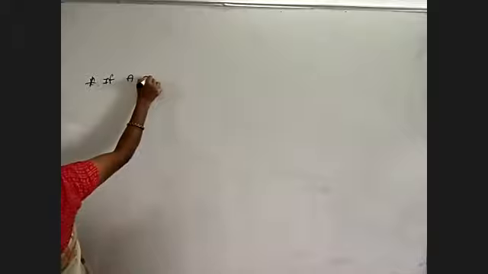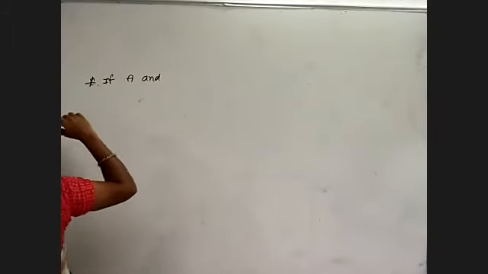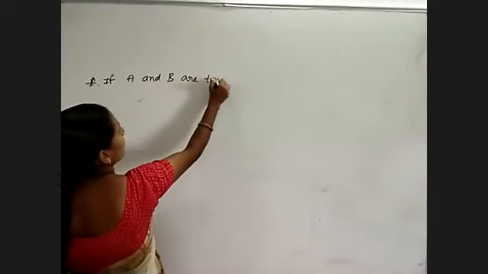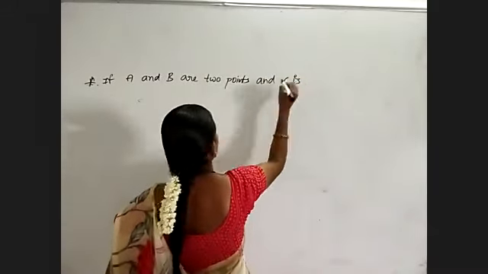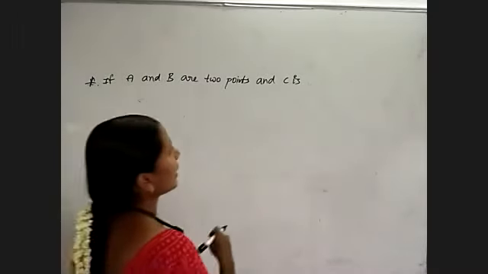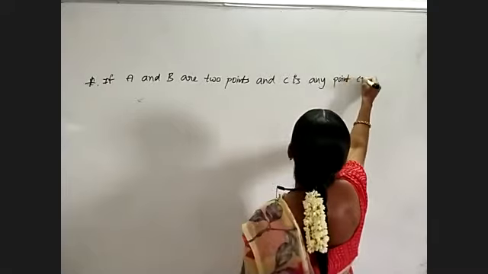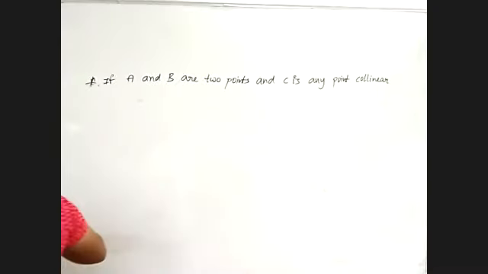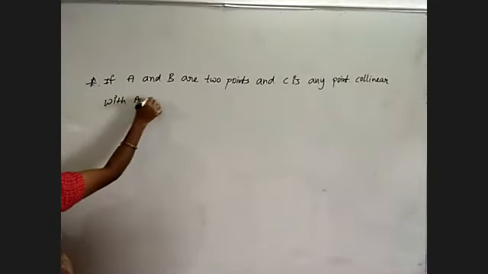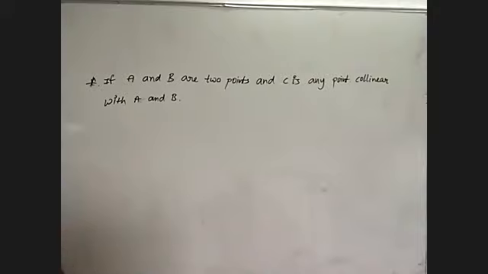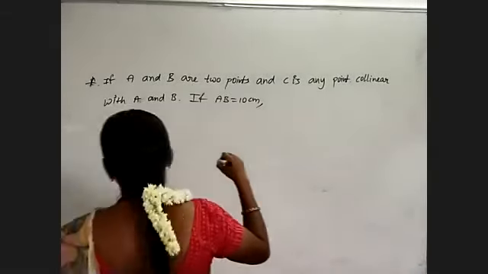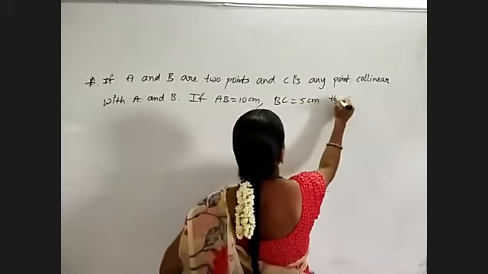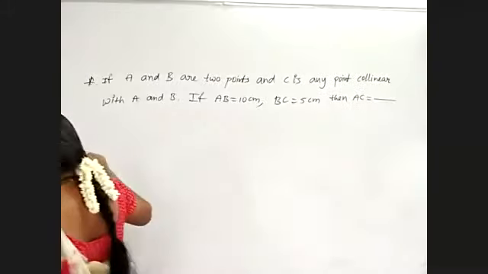So this question is important. Observe, if A and B are 2 points, and C is any point collinear with A and B. If AB equal to 10 and BC equal to 5 centimeters, then AC length will be equal to how much? So this is the question.